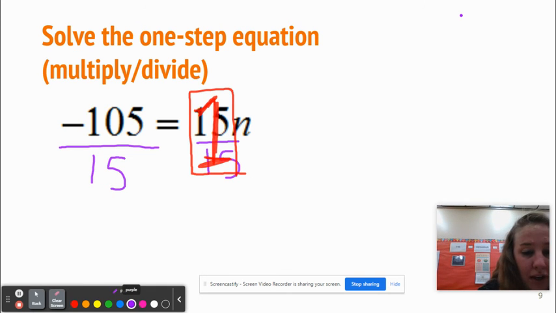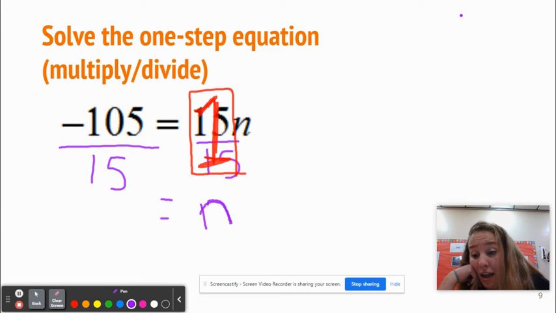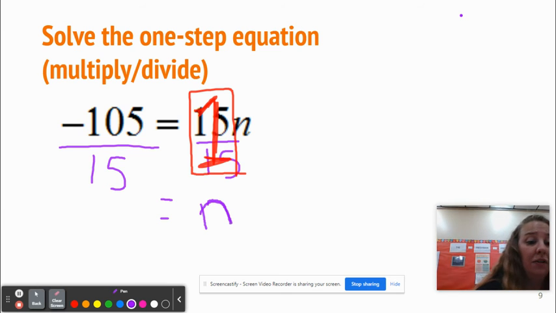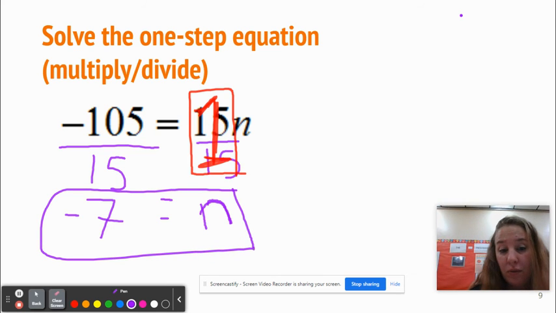Okay? So really on this right-hand side, we have 1n all of a sudden, which we don't really write our ones. We just have an n. And then over here on the left, we have a negative divided by a positive, giving us a negative. And we have 105 divided by 15, which is 7. So our final answer is this. So we found out what n is, and it's negative 7.